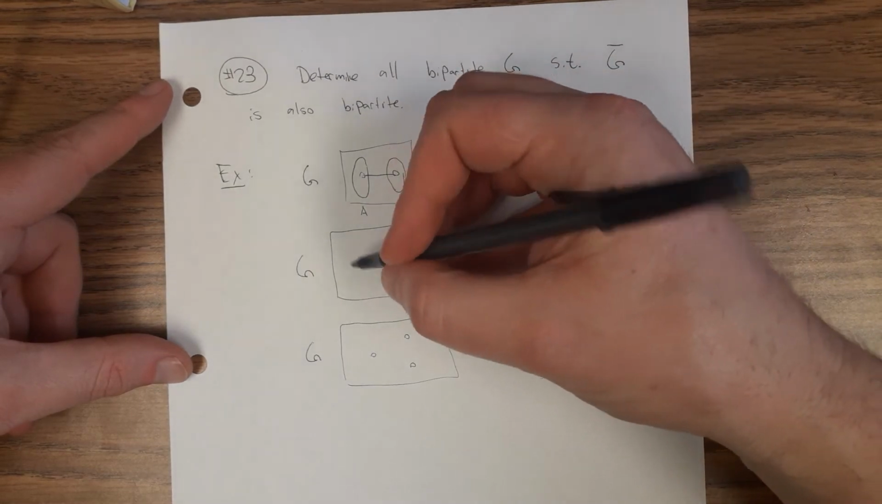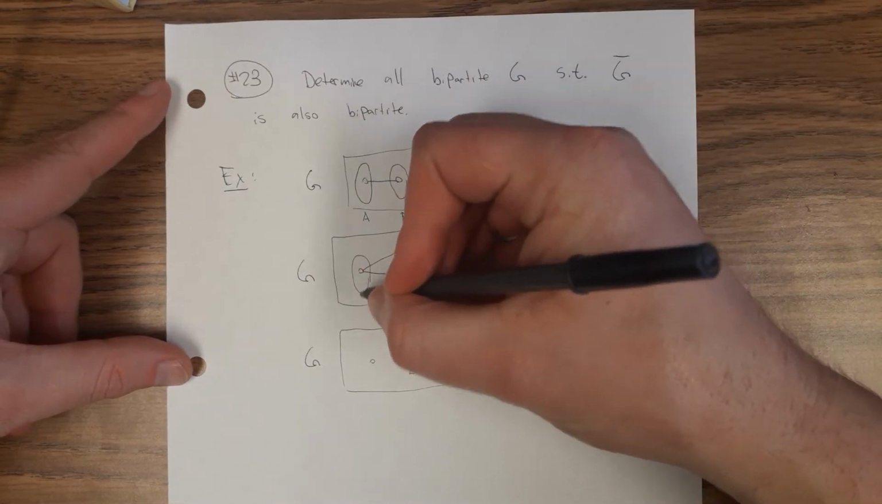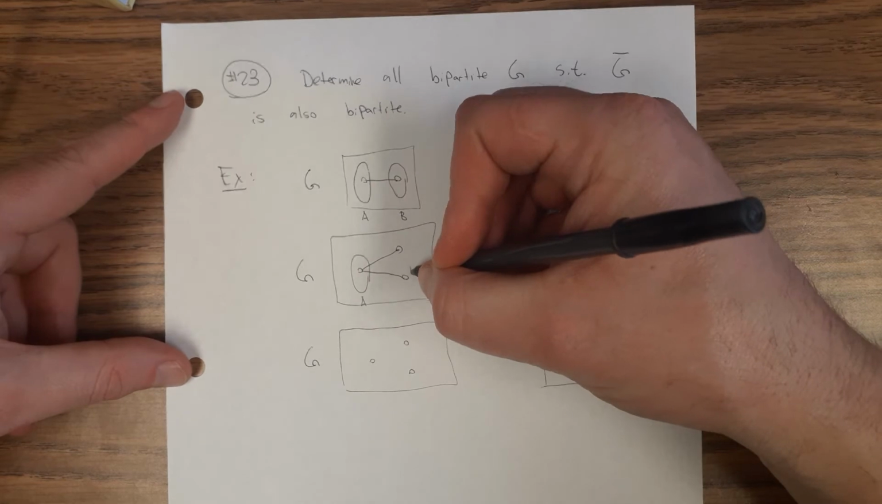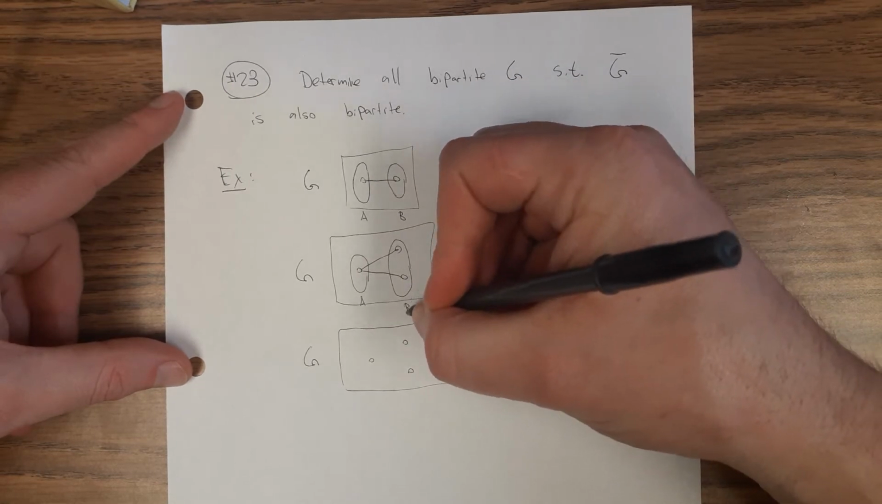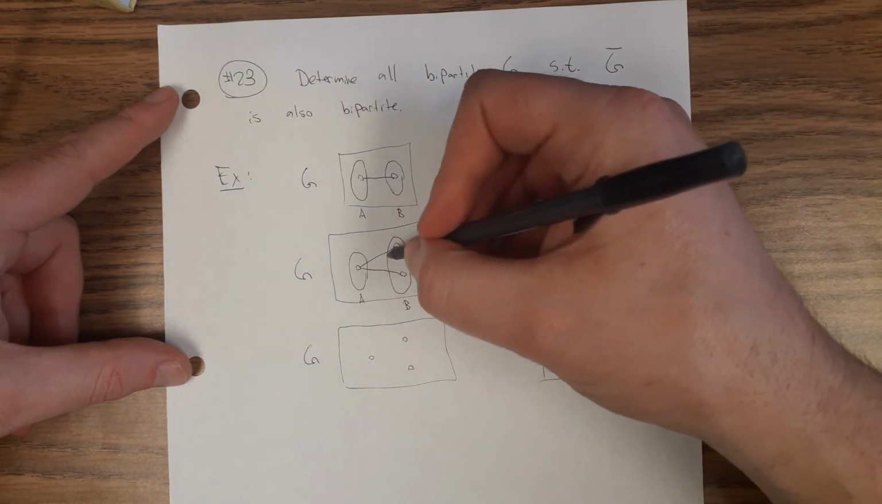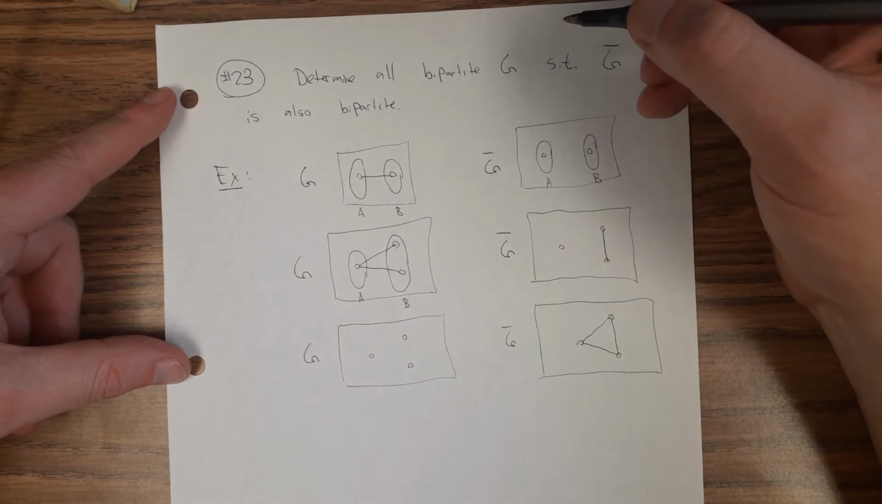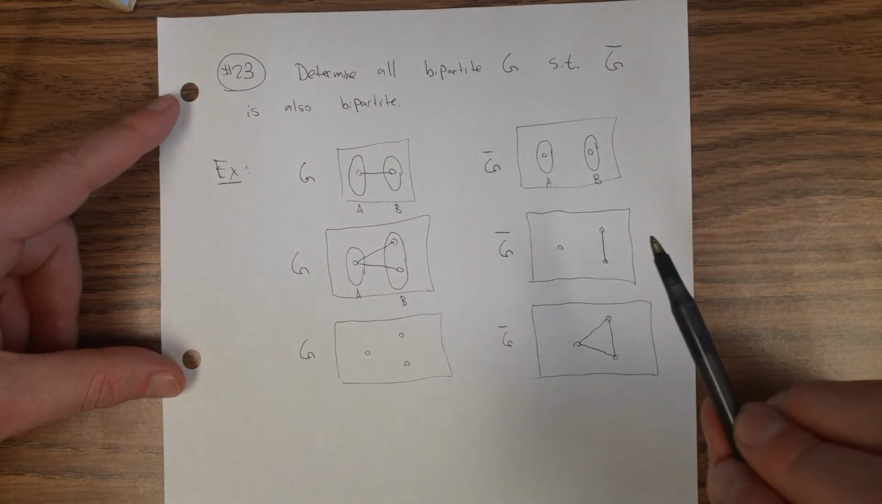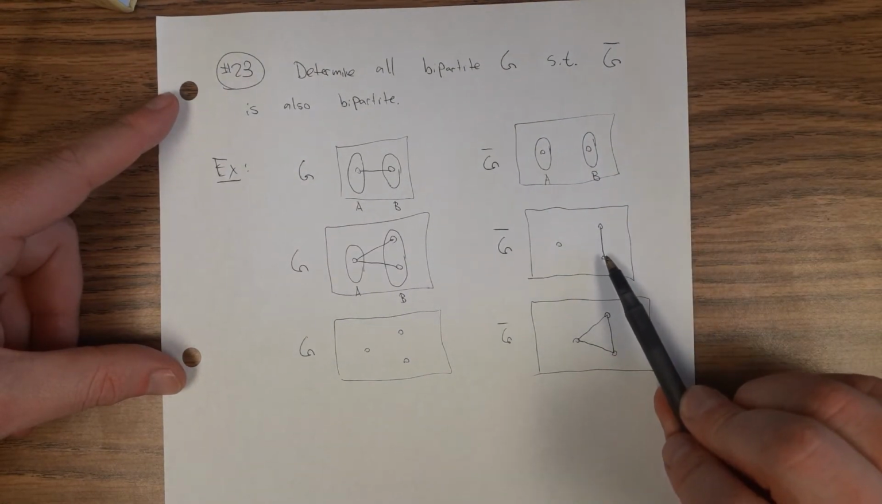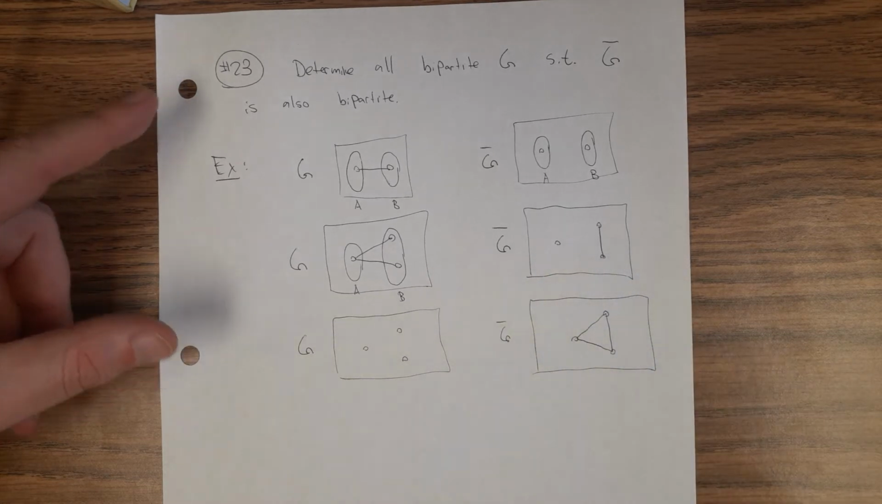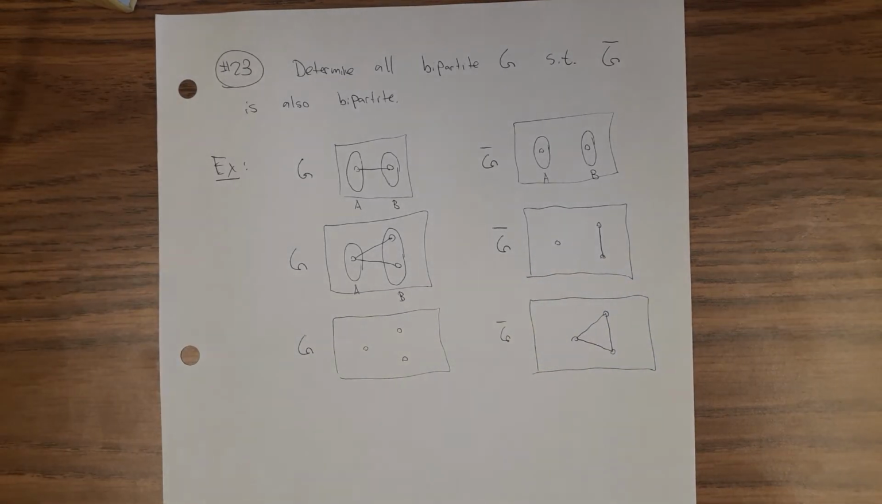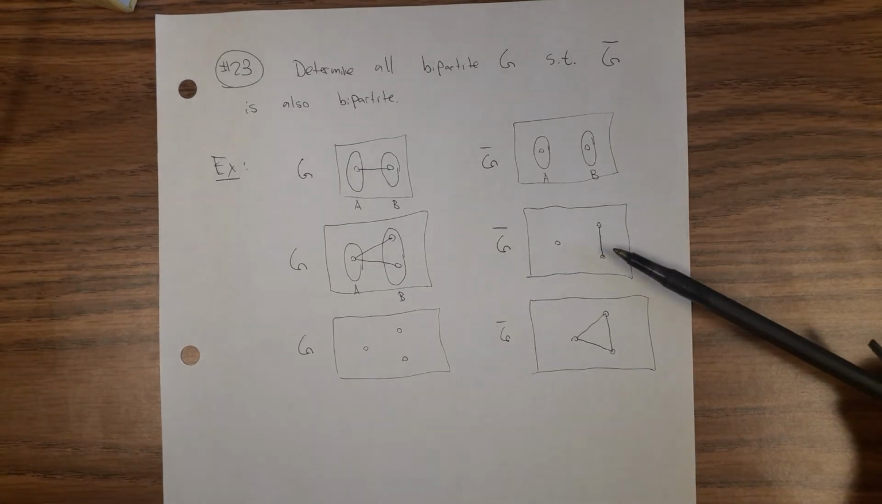This one is bipartite. If I let this set be A and this set be B, every edge has one end in A and the other end in B. Is this one bipartite? This is a little bit of a trick question. The answer is yes. This graph is bipartite.